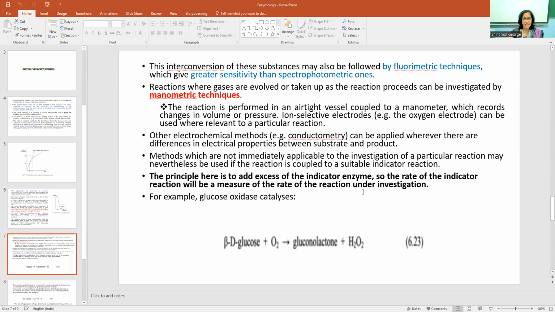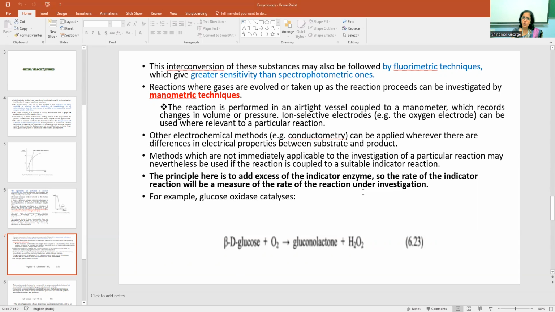So the reactions where gases are involved or taken up as the reaction proceeds can be investigated by manometric techniques. What happens here is the reaction is performed in an airtight vessel coupled to a manometer which records the changes in volume or pressure, and even ion selective electrodes like the oxygen electrode can be used when relevant to a particular reaction. Okay, so other electrochemical methods like conductometry can also be applied wherever there are differences in electric properties between the initial substance and the product.